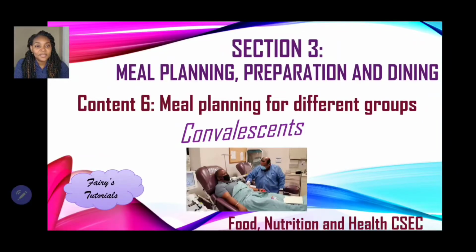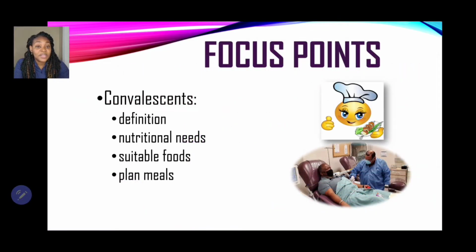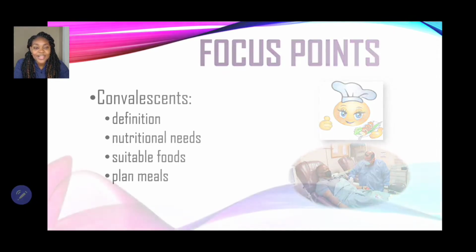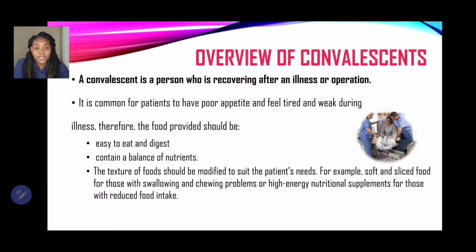Section 3, Meal Planning, Preparation and Dining. We're still at content 6 and we're looking at meal planning for different groups, and today we'll explore planning meals for convalescents. Now let's take a look at the focus points. We'll be defining who convalescents are, exploring their nutritional needs and suitable foods, and also planning suitable meals for the convalescents. Let's kick things off with an overview of convalescents.